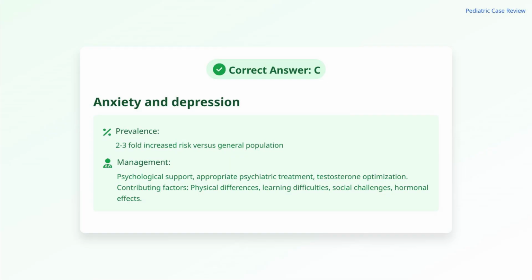Males with Klinefelter syndrome experience 2 to 3-fold increased rates of anxiety and depression compared to the general population. Multiple factors contribute, including physical differences like gynecomastia, learning difficulties, social challenges, and potential hormonal effects of hypogonadism. Comprehensive care requires screening for mood disorders, psychological support services, and appropriate psychiatric treatment when indicated. Optimizing testosterone replacement may improve mood, though dedicated mental health treatment is often necessary.